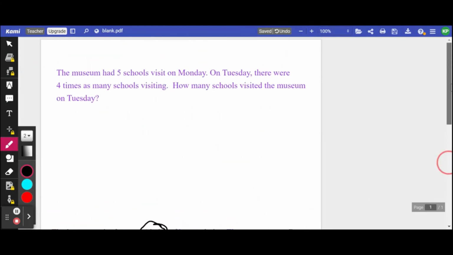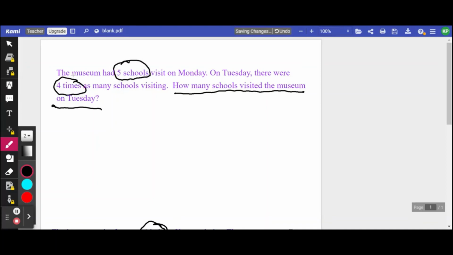Okay, so we've got this question here. So it says, the museum had 5 schools visit on Monday. On Tuesday, there were 4 times as many schools visiting. How many schools visited the museum on Tuesday? So here's our underline the question. Circle our important information. So we had 5 schools visiting on Monday, and then on Tuesday there were 4 times that amount. So remember, this is not just 4 more, this is 4 times.